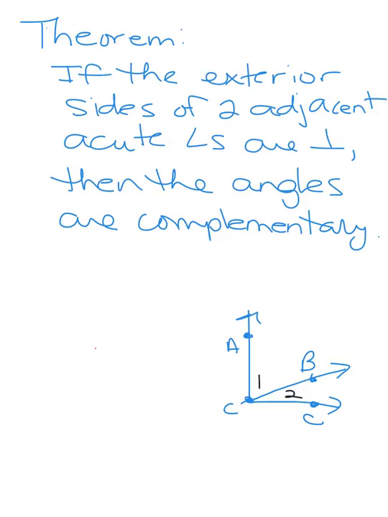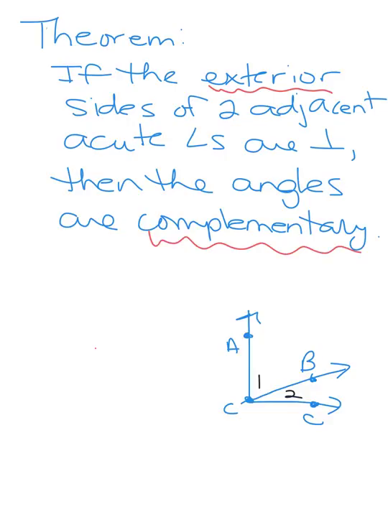In our last theorem today, it says if the exterior sides, and remember the word exterior means outside, of two adjacent angles are perpendicular, then the angles are complementary. So I'll read that again. If the exterior sides of two adjacent acute angles are perpendicular, then the angles are complementary. So complementary is going to be our focus on this one.